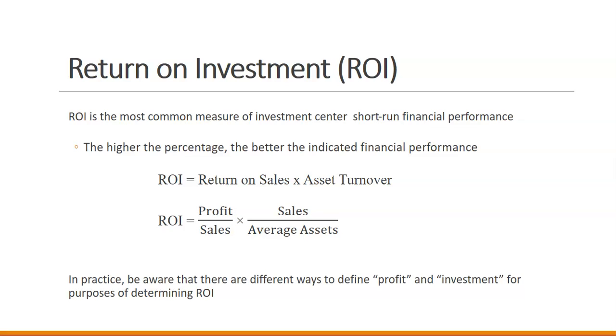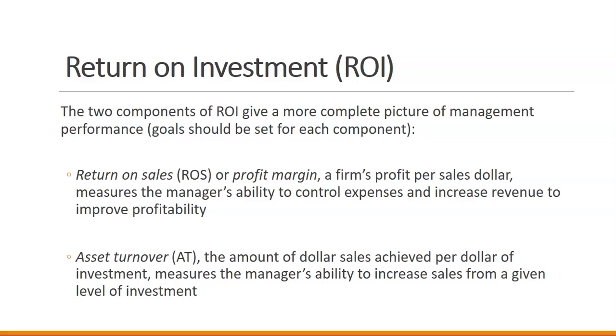We should make sure that how we're defining profit or investment in determining ROI is consistent, whether we are using net income or operating margin or contribution margin, or how we're defining what profit we're looking at, controllable profit versus total profit. The two components are return on sales or the profit margin, so a firm's profit per sales dollar, which measures the manager's ability to control expenses, and the asset turnover ratio, which is the amount of dollar sales achieved per dollar of investment.